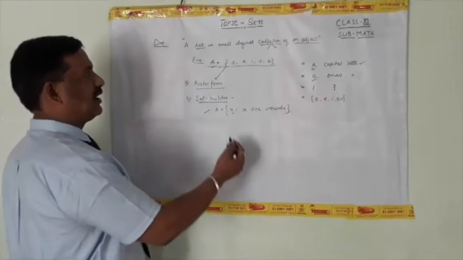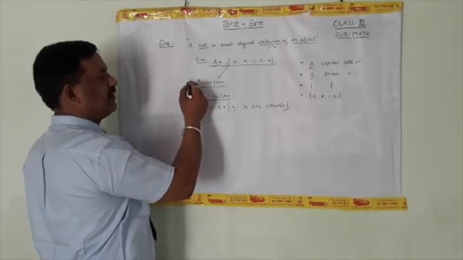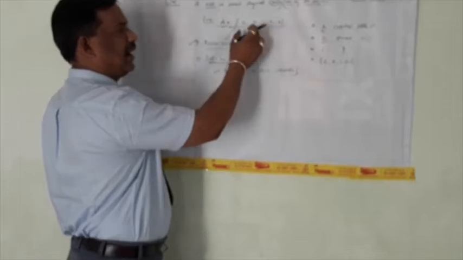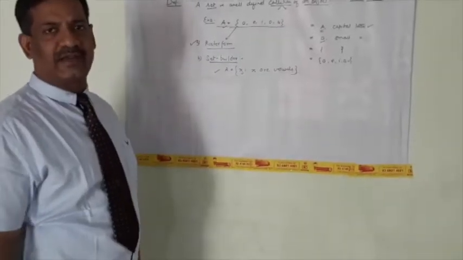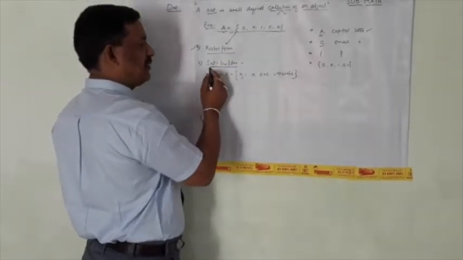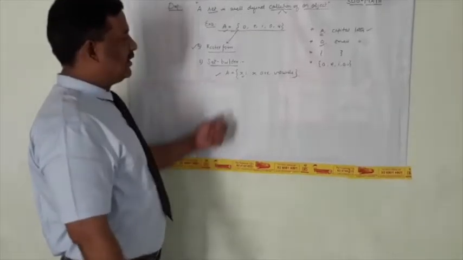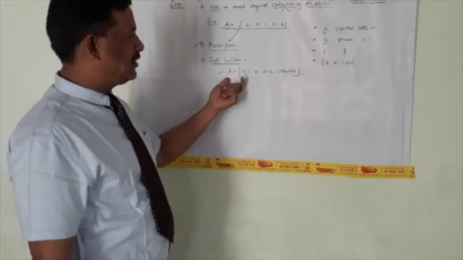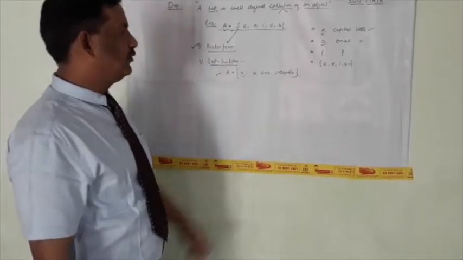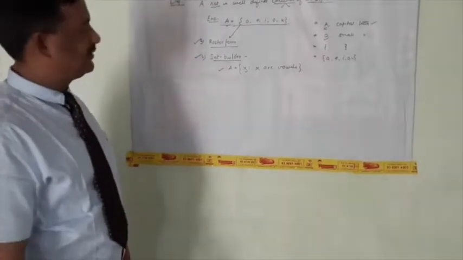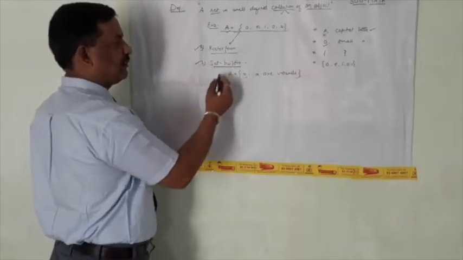So there are two methods to represent a set. First is called the roster form, in which the elements are denoted using curly brackets and separated by commas, one element after another. The second method is the set builder form, which represents a set by using a single statement or property. So these are the two methods to represent sets, called roster form and set builder form.